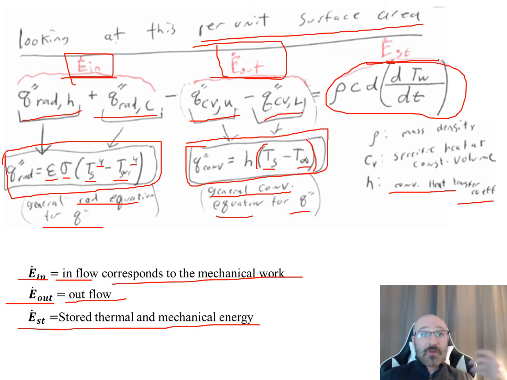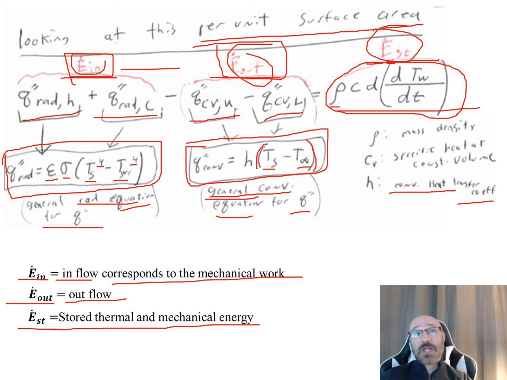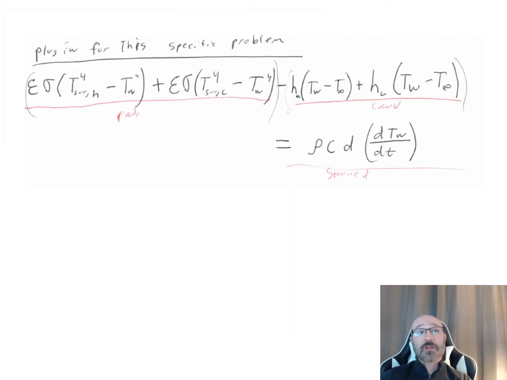Basically we're plugging our general radiation equation and our general convection equation into this energy balance equation for our inflow and our outflow. And we've already found our stored energy term on the previous slide, given by this relationship relating to our density, specific heat, thickness, or volume if we're looking at more than a 1D problem. And this is our change with respect to time of the temperature of the wafer. So this now gives us a general equation that we can plug in for this specific problem, with our radiation term, our convection term, and that stored energy term.